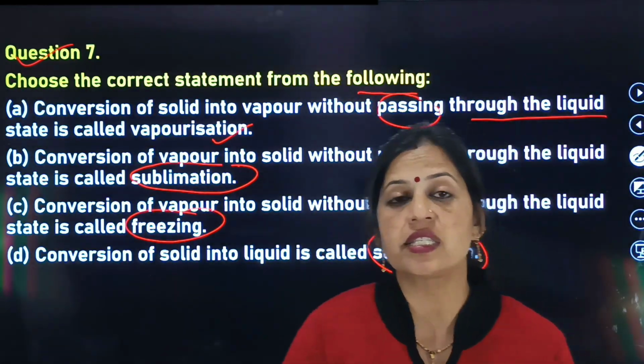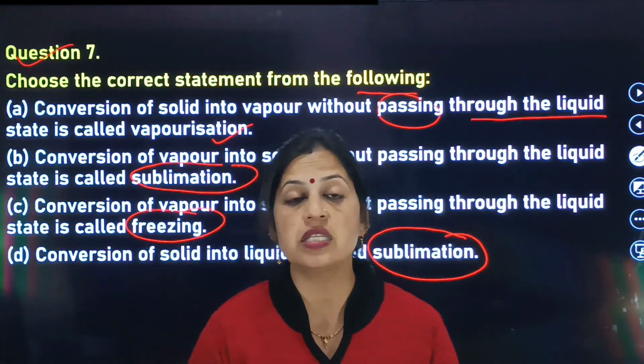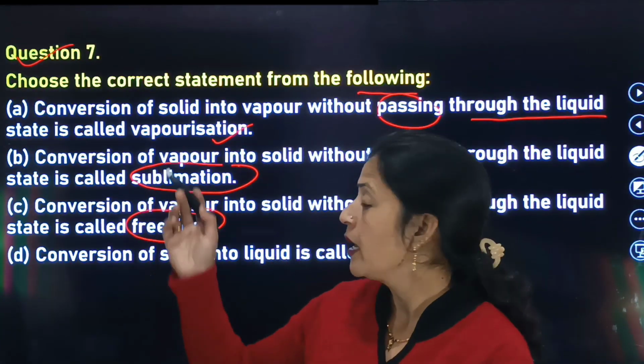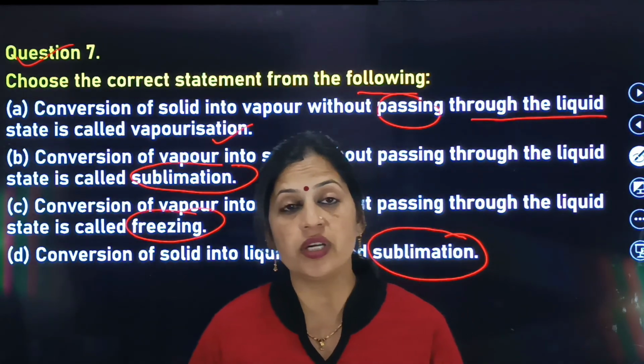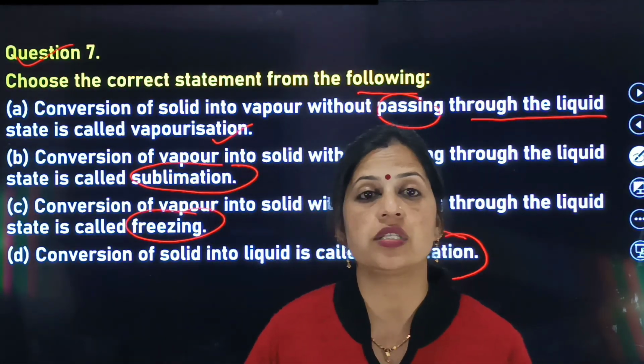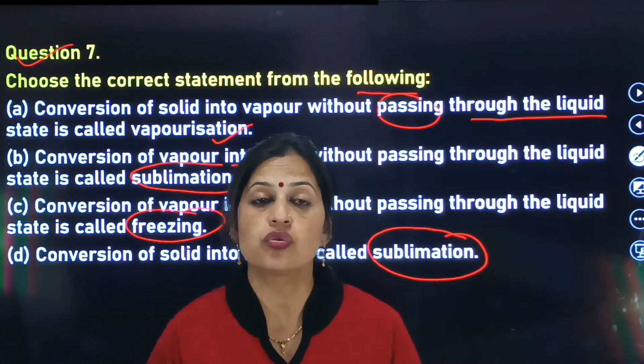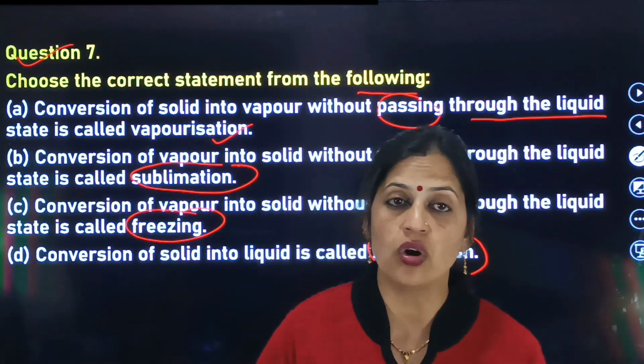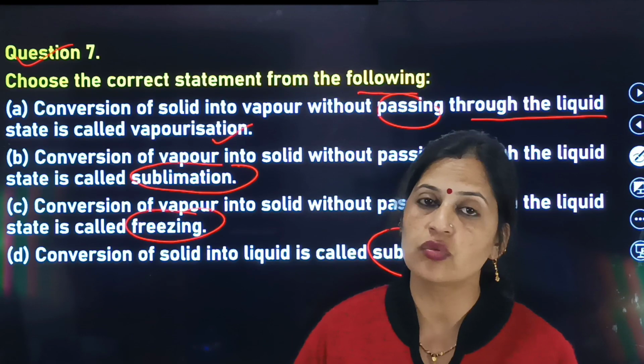So here the correct sequence of the statement is conversion of the vapors into the solid state without passing through the liquid state, that process is known as sublimation. So this is the correct sequence or the correct statement regarding this question.